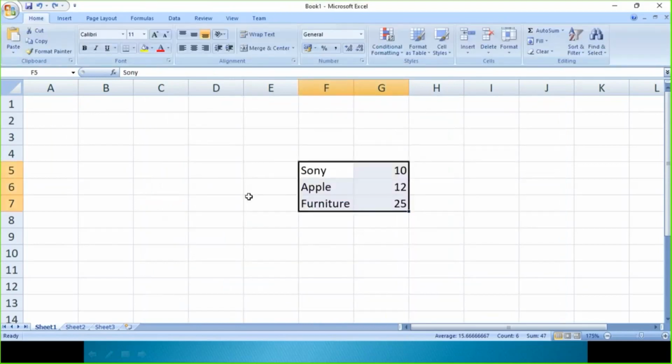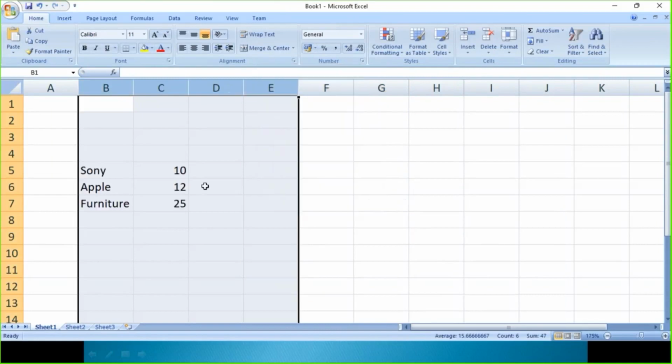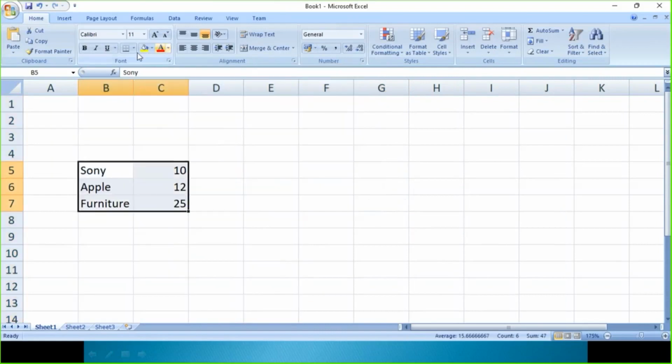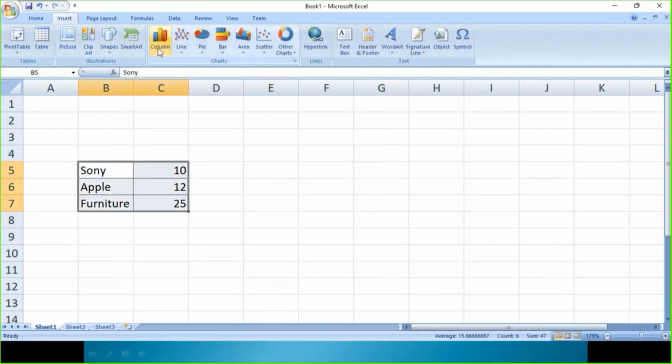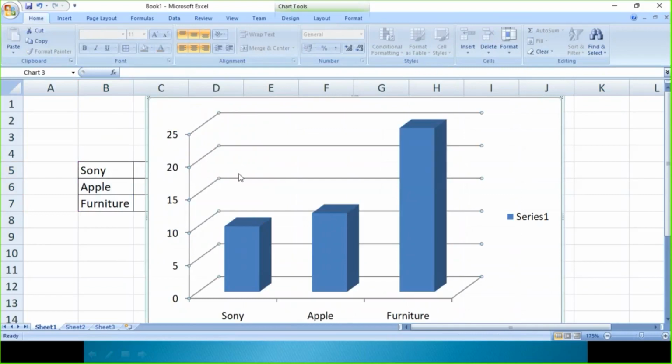What is a report? A report means showing the data in table format. Okay, this is a table, right? So showing the data in table format is called a report. What is a visualization? You convert the same data into a graph or chart. This is what is called visualization. Report and visualization mean this.